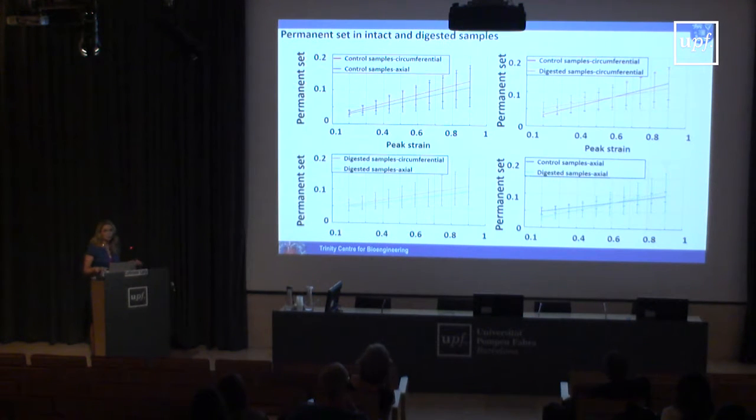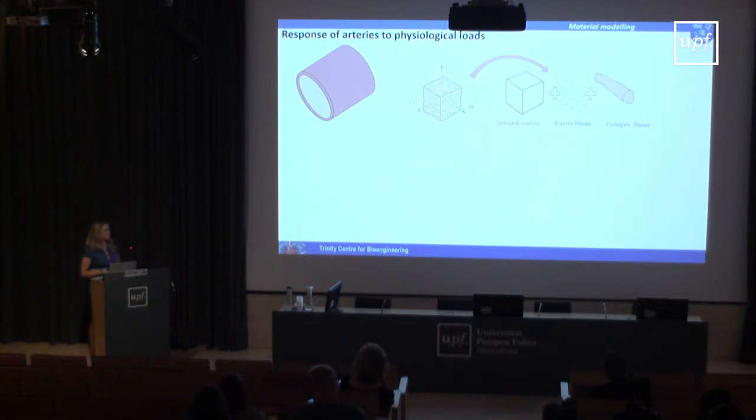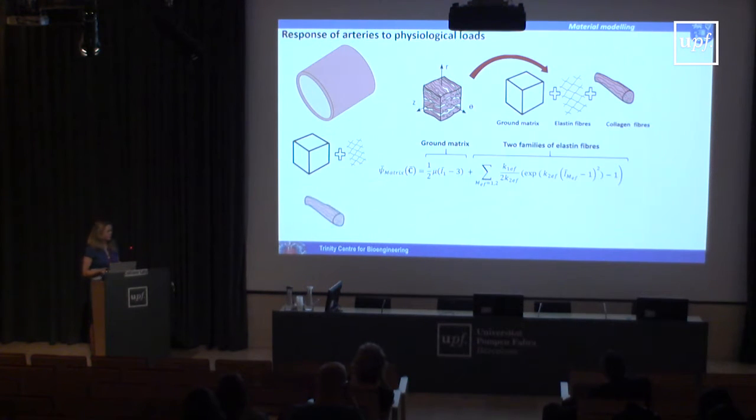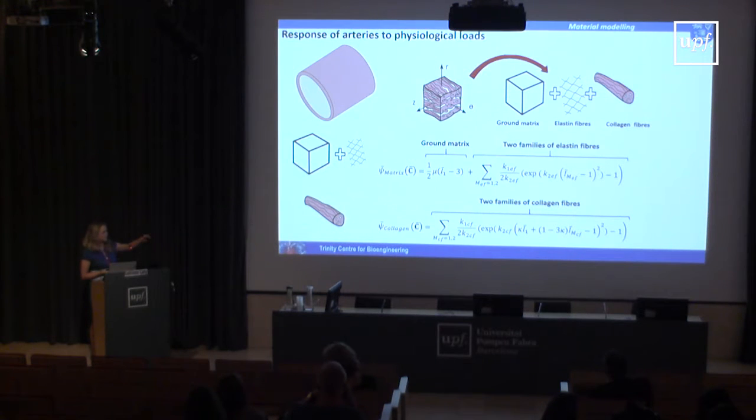And this is confirmed as well for permanent set. When we compared just the digested samples and the undigested, so the fully intact tissue, in the circumferential and axial directions, we saw that permanent set was really given rise to, not by collagen fibres, but by the matrix. So that was interesting, that the permanent set is attributable to that. So we developed a model. Again, this is published, but if anybody wants to ask any further questions on it, please come up to me afterwards, rather than going into too much specifics here.